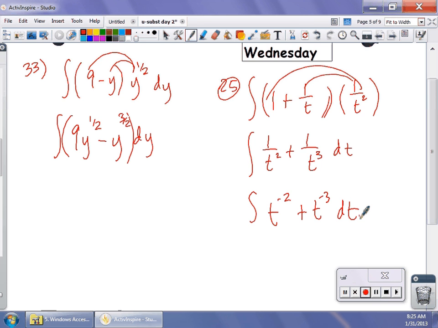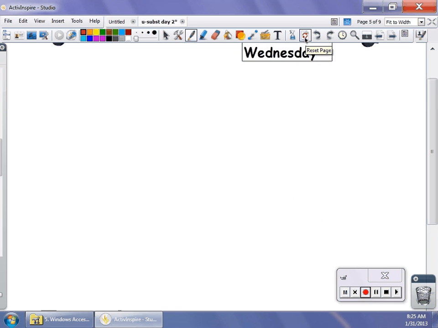Let me clear my board here. Let's take a look at problem number 17. Number 17, we are finding the antiderivative of 5x times (1 minus x squared) to the 1/3 power, because it was the cube root of. We can't multiply this out because we have a cube root there. We can't take the 5x in, so we have an inside function and an outside function.